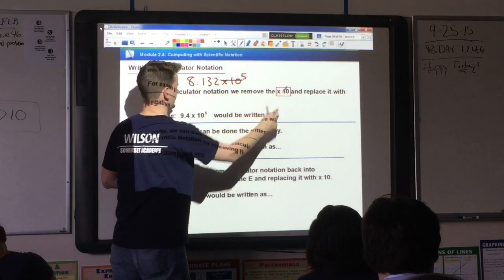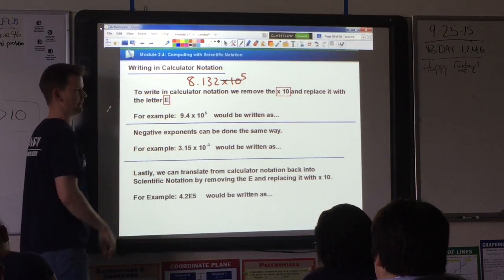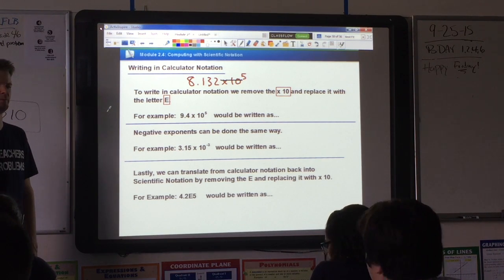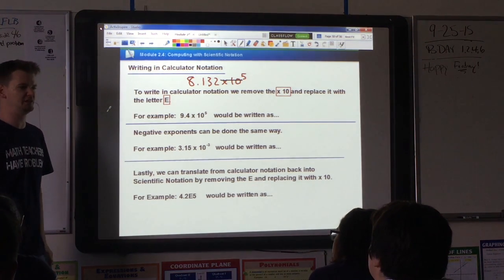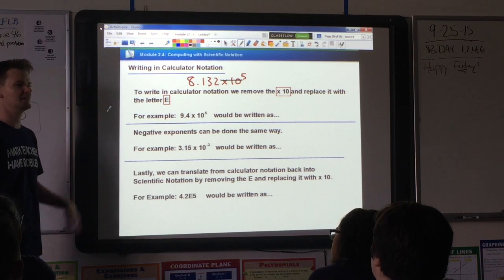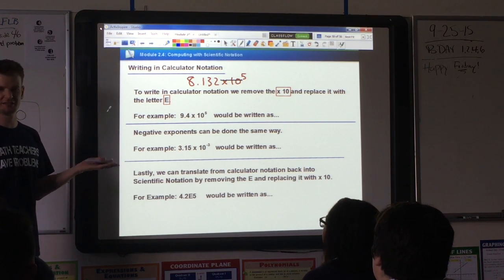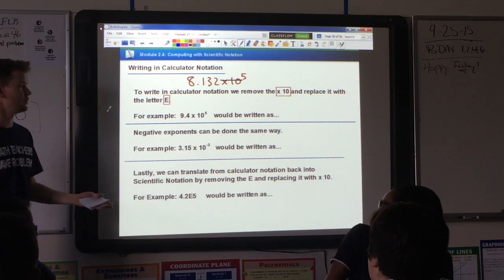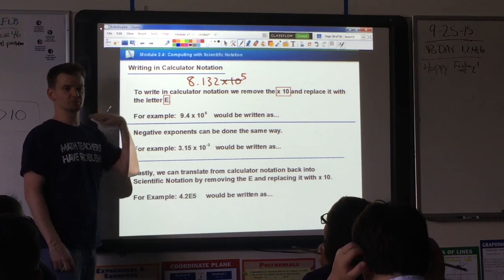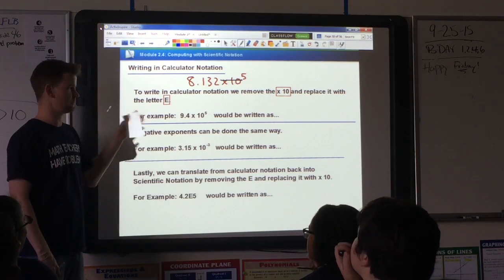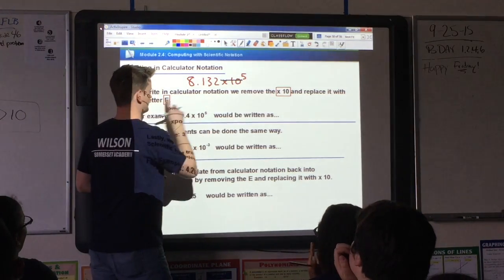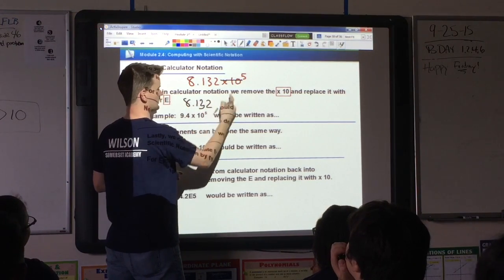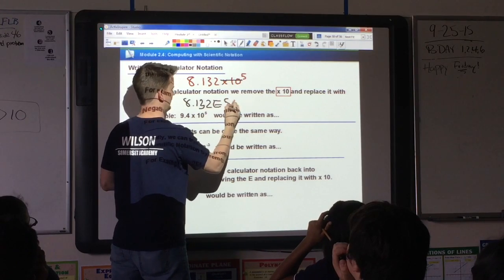We get rid of the times 10, and we replace it with a capital E. If you've ever looked at a calculator and you have a number that's way too big, it shows an E. Everyone thinks it means error, but it actually means the calculator is converting it to calculator notation, which is just a way of writing those big numbers in a much smaller form. So we replace the times 10 with an E, and this would become 8.132 E 5, and that's it.